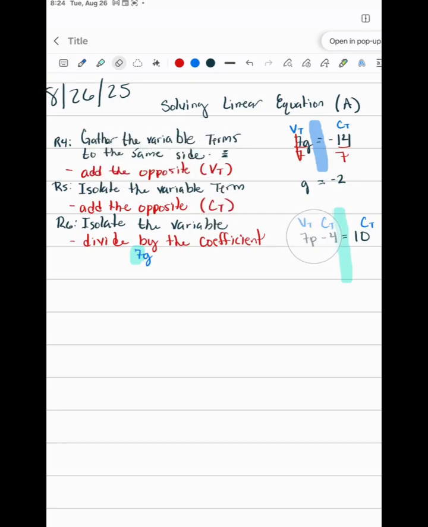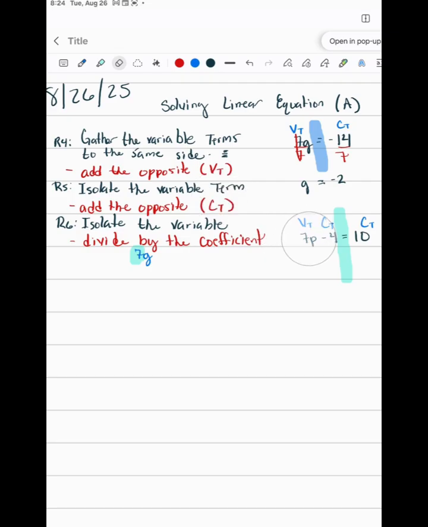Now let's look at our problem. Do you have variable terms on opposite sides? You do not. You already got variable term on the same side. It's just on one side. So we don't have to worry about rule 4. Rule 5, it says isolate the variable term.